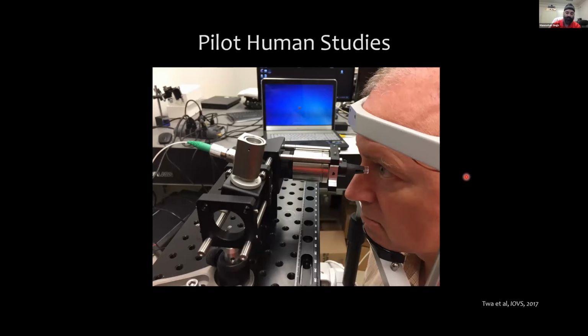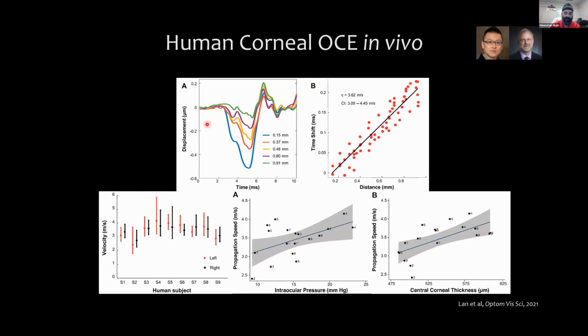And so, of course, we've been working on this technology for almost maybe a decade. Yeah, close to a decade now. And so we started our pilot human studies. And this is Dr. Twa here with our clinical system that we've got set up, and we're showing some of the results from our pilot human studies. And so what we see here is the wave propagating through the human cornea, and we have 9 subjects here. These are all healthy subjects, so it's just validation. And this is how the wave looks as it's propagating through the cornea.